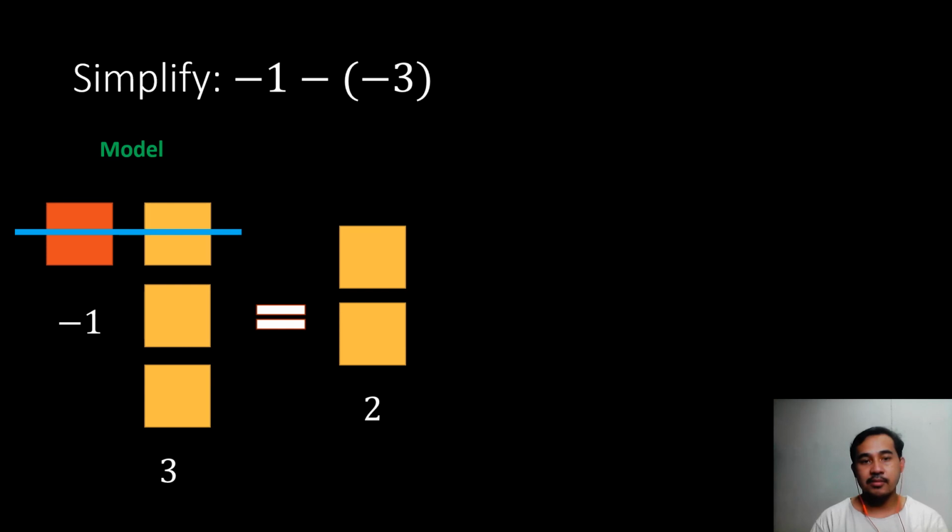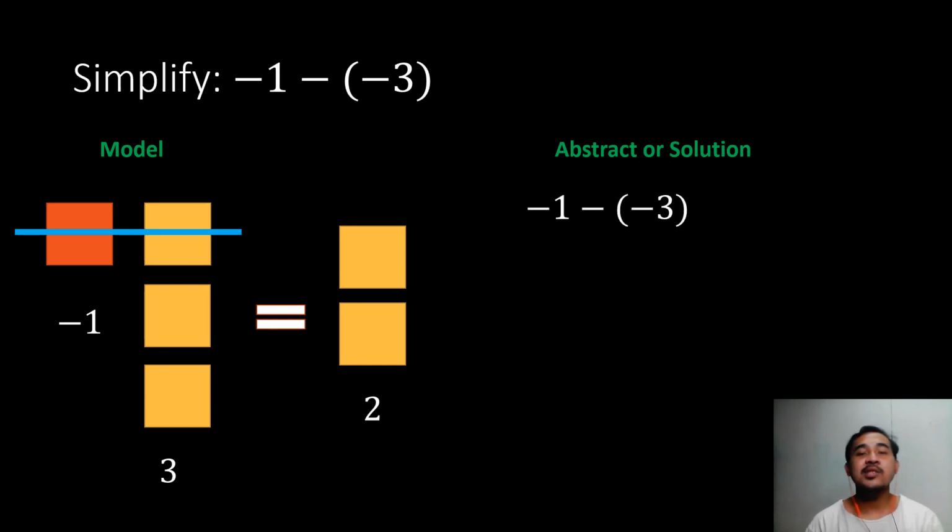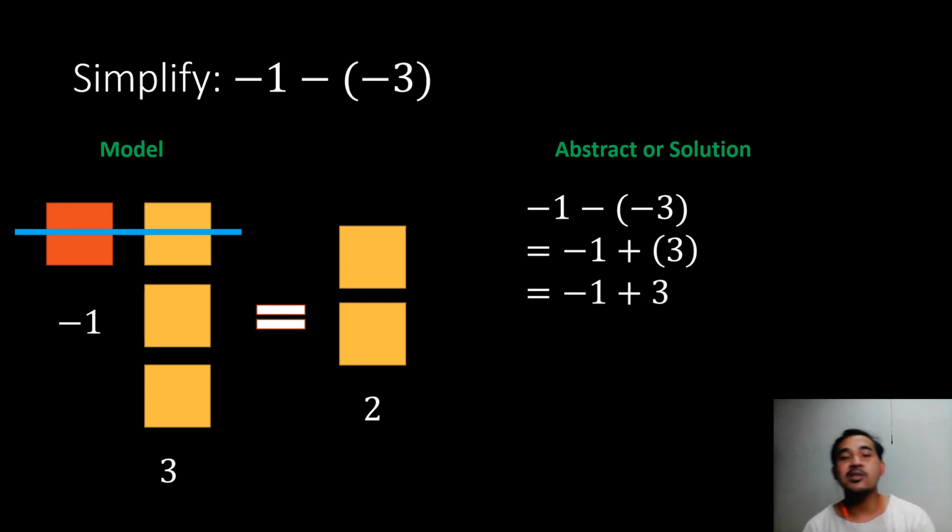Now in abstract or solution, we have this one. Negative 1 minus negative 3, changing the sign of the subtrahend, it will lead you to a positive. Negative 1 plus 3, the answer is true.